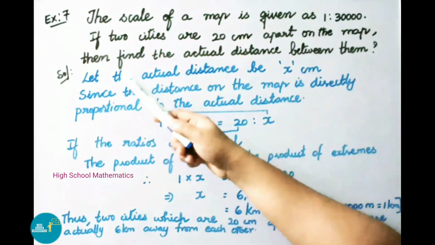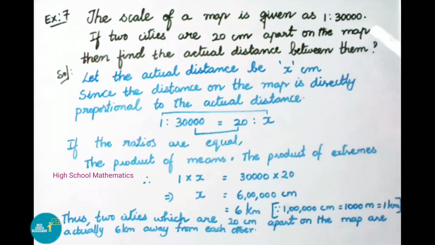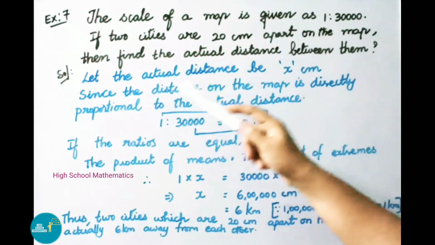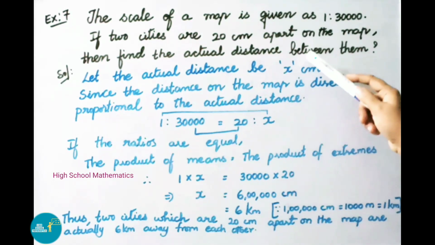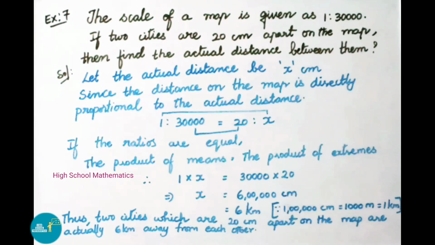See now example 7. The scale of a map is given as 1:30,000. If two cities are 20 centimeters apart on the map, then find the actual distance between them. Let us see the solution.